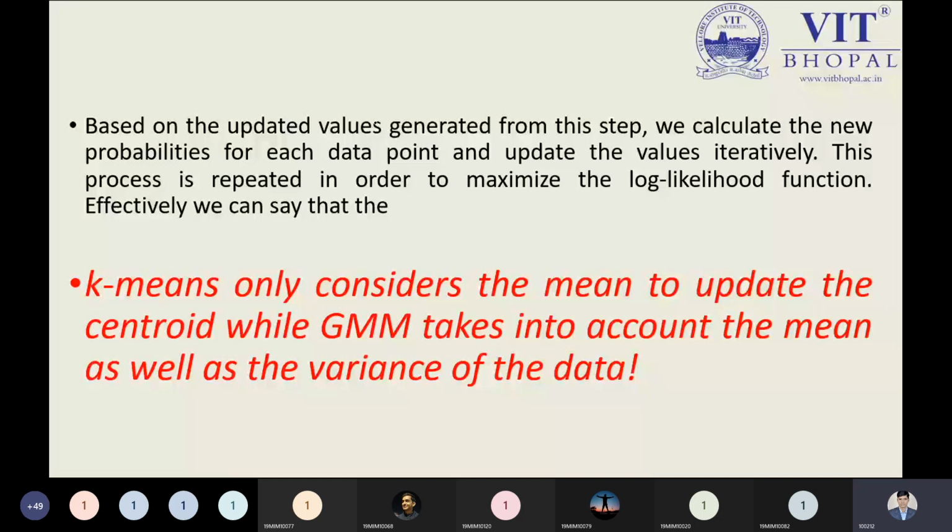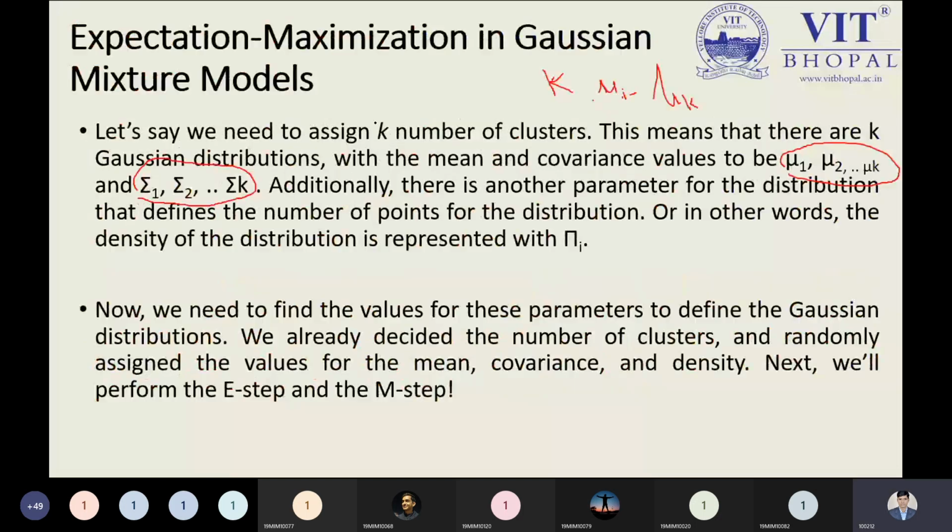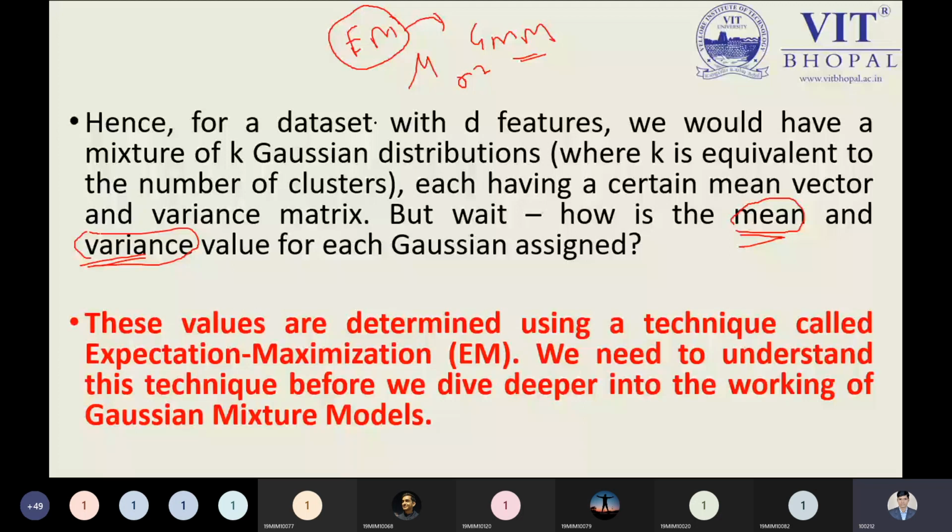Now let us go back to some important points. Still we should have a question. You are saying the mean and variance can be used in the Gaussian distribution, but what is the important method by which we can assign the mean and variance to our Gaussian mixture model, to our data points? From this point, we have a term that is EM, which we have already discussed: expectation maximization.